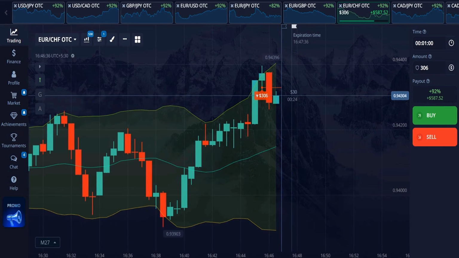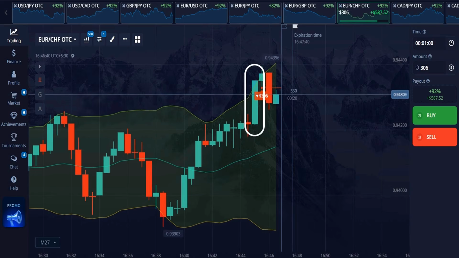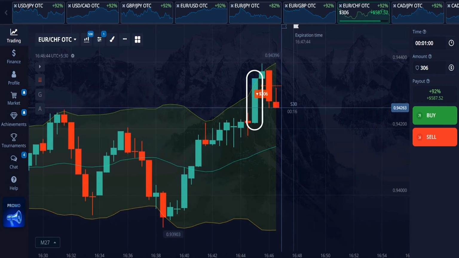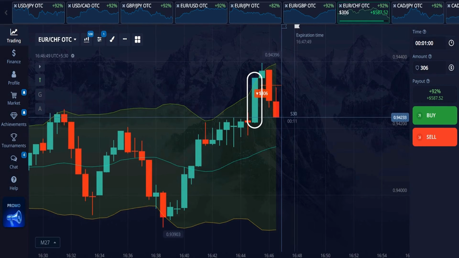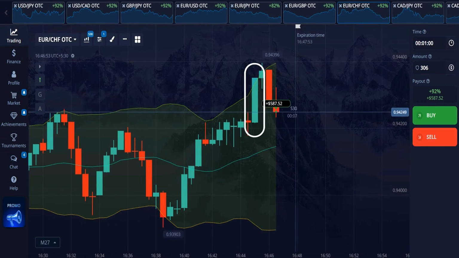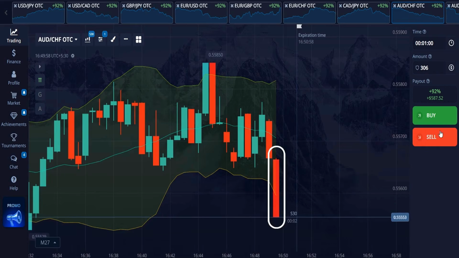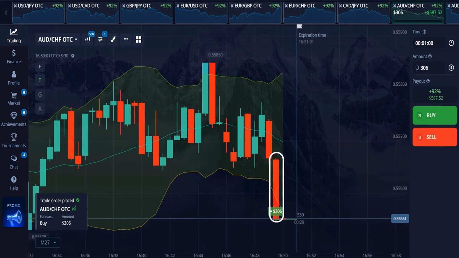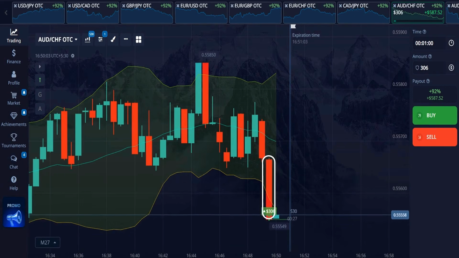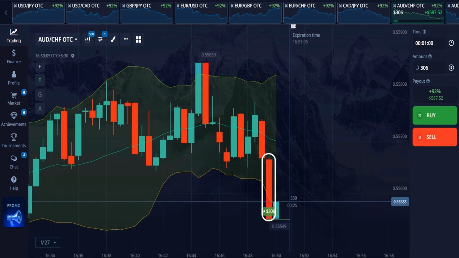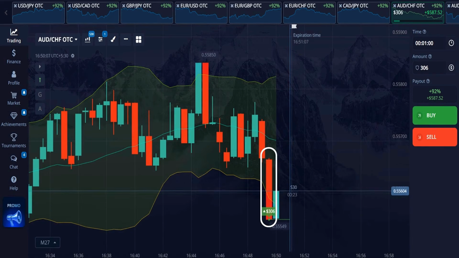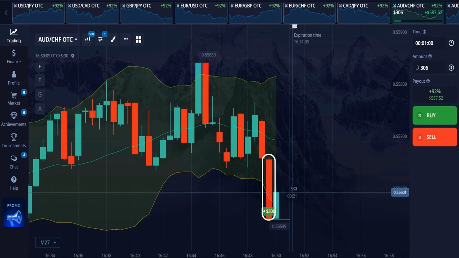Here's how to trade it. Sell reversal. If a big green candle breaks the upper band, it means buyers are trapped. Wait for that candle to close, then enter a sell on the next candle. Buy reversal. If a big red candle breaks the lower band, sellers are trapped. Wait for the candle to close, then go for a buy at the next candle open.